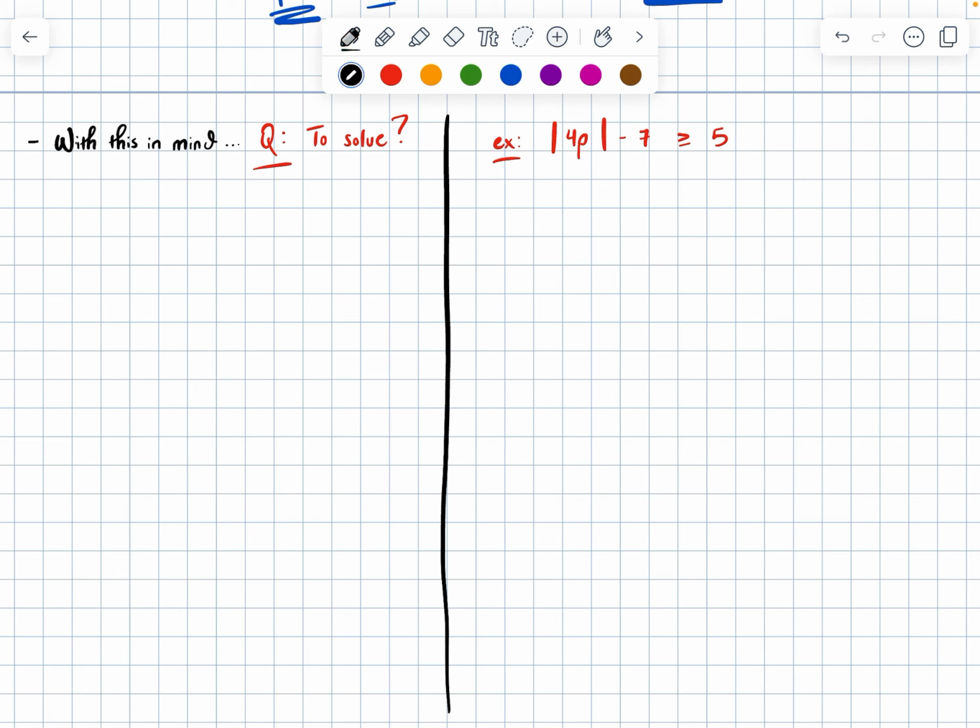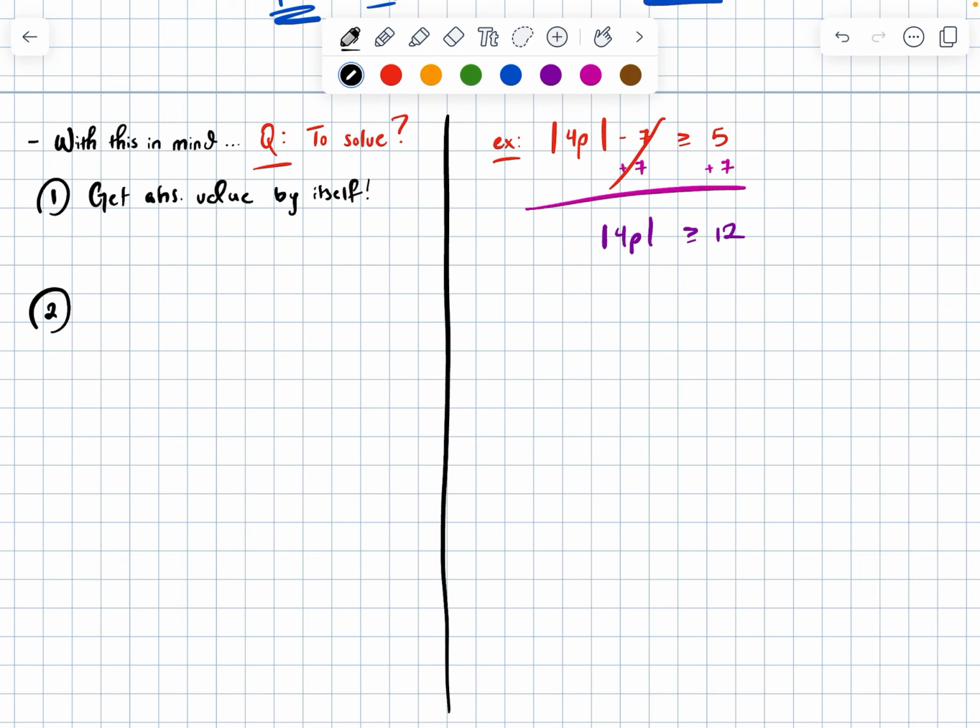Alrighty. Well, here, just like when I was solving my equations, I knew what to do when absolute value was by itself. So my first move should probably be to isolate my absolute value. Or in other words, I want to begin by getting everything attached to the absolute value away. First thing I notice here is that negative 7 on the outside of the absolute value. Let's undo it using a positive 7. So I'll say the absolute value of 4p is going to be greater than or equal to 12.